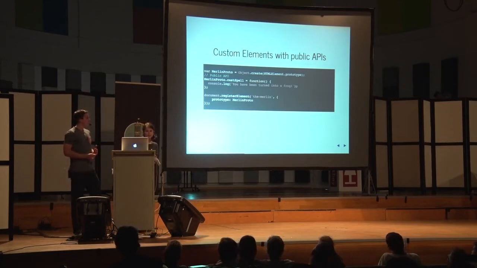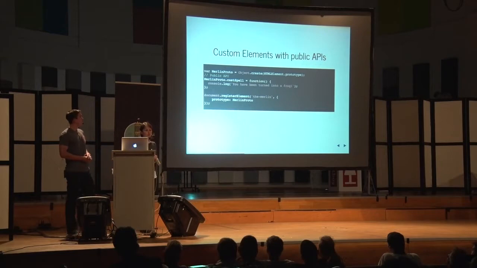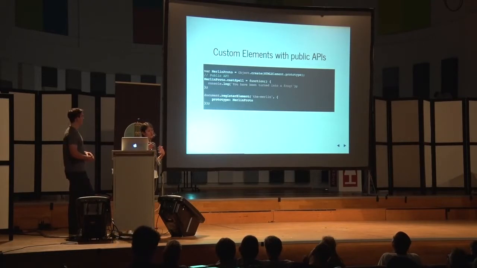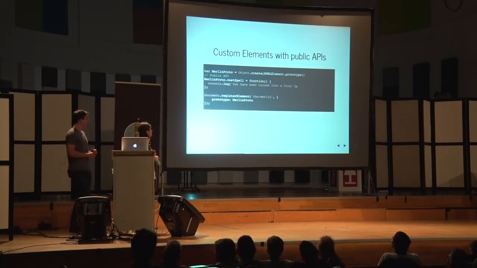There are also a few other things that you can do with custom elements. For instance, you could expose public APIs for them. In this case, I'm inheriting from the HTML element, and then on top of all the APIs that I get from the HTML element, I'm also declaring my own. I'm declaring a castSpell function, which just simply logs something, but this will be available for the consumer of my element. It's basically just a public API.